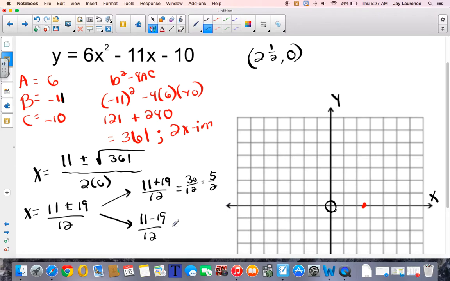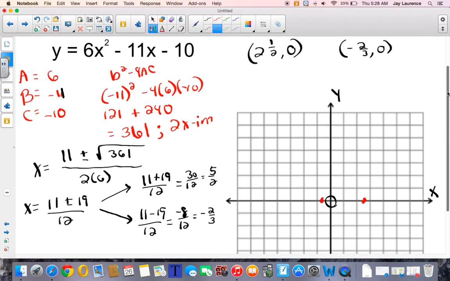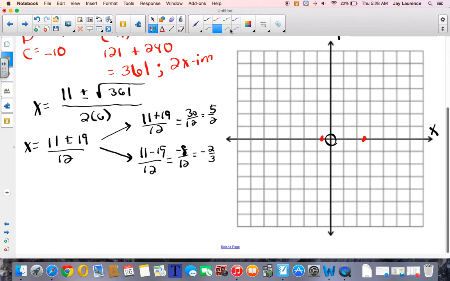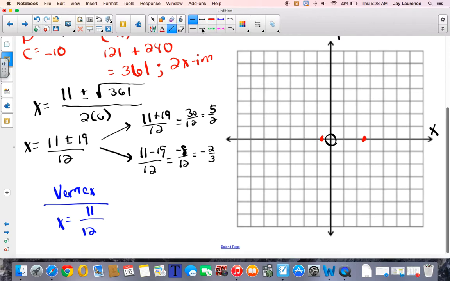Okay, now the other x-intercept looks like I'm going to get a negative 8 twelfths, which will be a negative 2/3. So my other x-intercept is going to be at negative 2/3, 0. So maybe right about there. I guess I should do that in red. Sorry about that. Okay. And now I need to go find my vertex. And so my vertex is going to be x equals 11 over 2a, which will be 12. So my vertex is at 11 twelfths. And if you want to put that axis of symmetry in, I think that's a great idea.